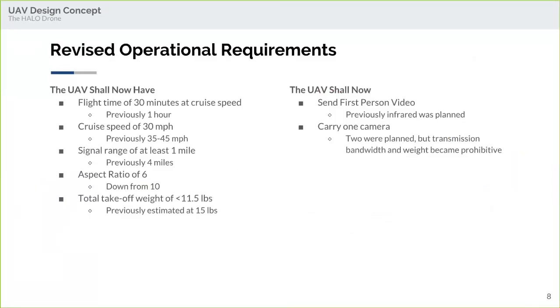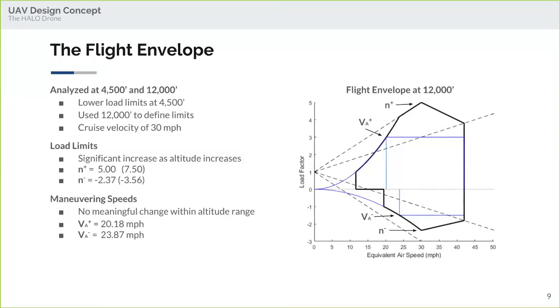A further iteration might include an IR camera if needed. In addition to that, we'll only be using 1 camera instead of 2 because of the bandwidth and weight restrictions. As far as our flight envelope goes, we analyzed our flight envelope at two different operating conditions, at 4,500 feet above sea level and 12,000 feet above sea level, as that's what we're anticipating flying within.